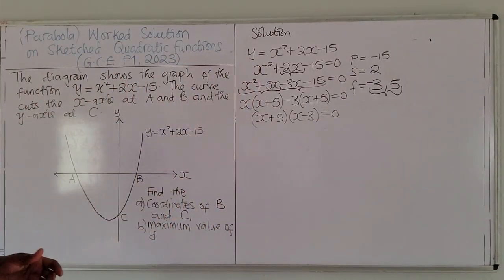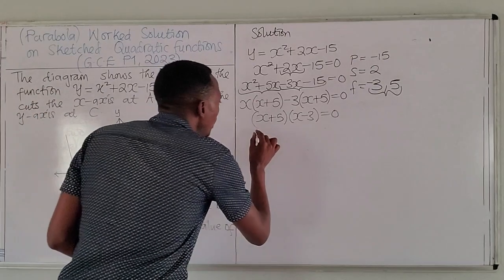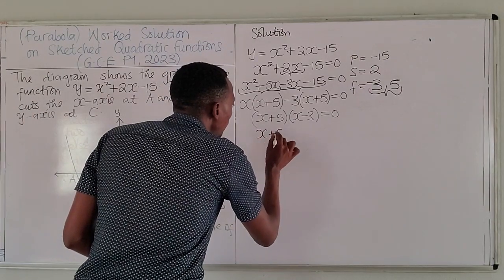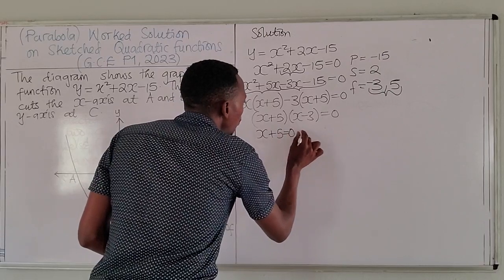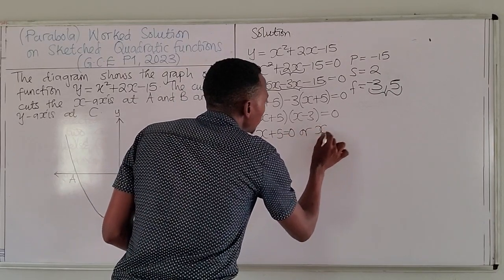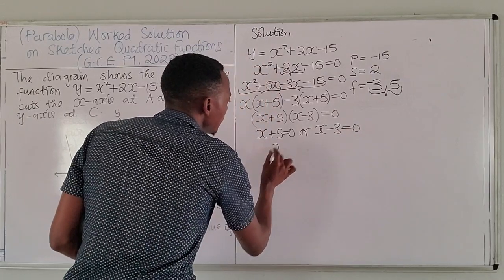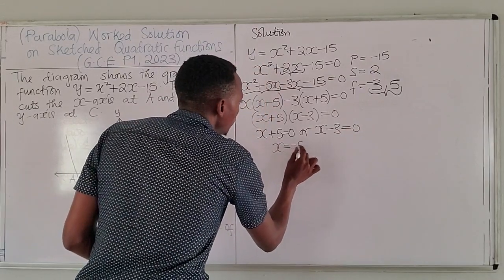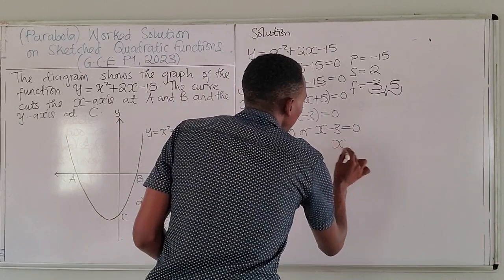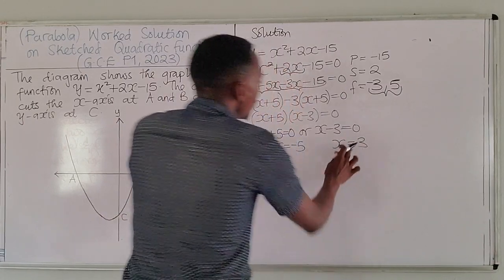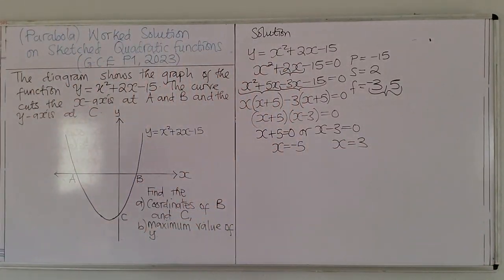So from here, using the product rule, either x plus 5 is equal to 0, or x minus 3 is equal to 0. This gives us x is equal to negative 5, and x is equal to 3. So these are the x-intercepts.